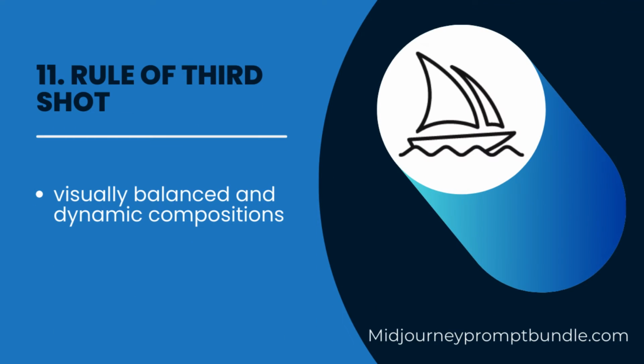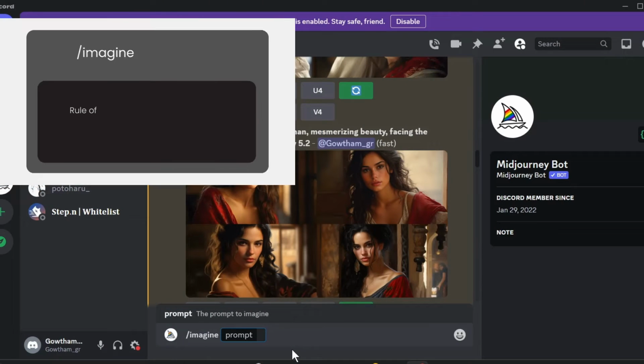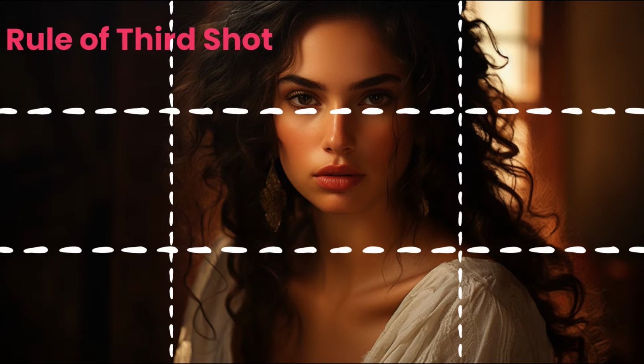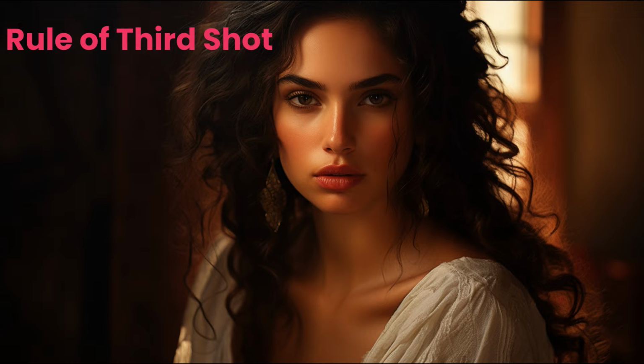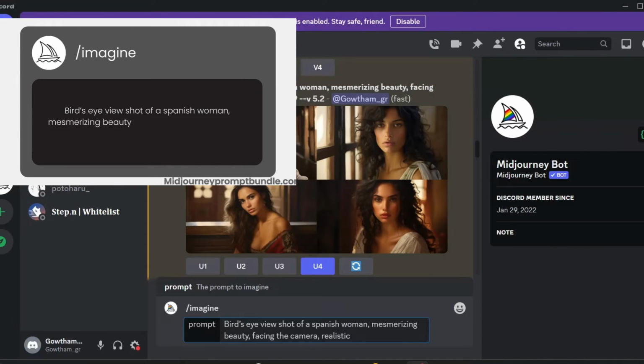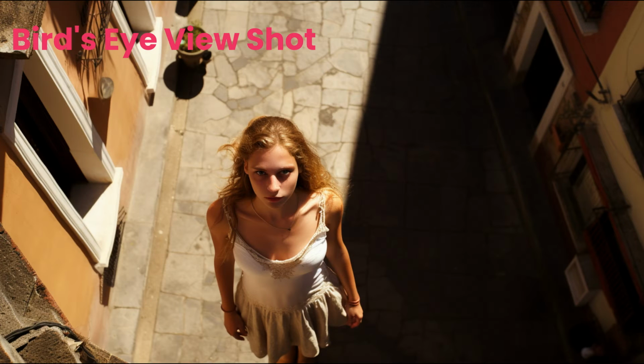Rule of thirds shot is a composition technique where the frame is divided into a grid of 9 equal sections, and key elements are placed along the intersections or along the lines. It helps create visually balanced and dynamic compositions. Next, bird's eye view. It is a shot taken from a high vantage point, looking directly down on the subject. It provides a unique perspective, often used to show patterns, shapes, or the subject's relationship to the surroundings.